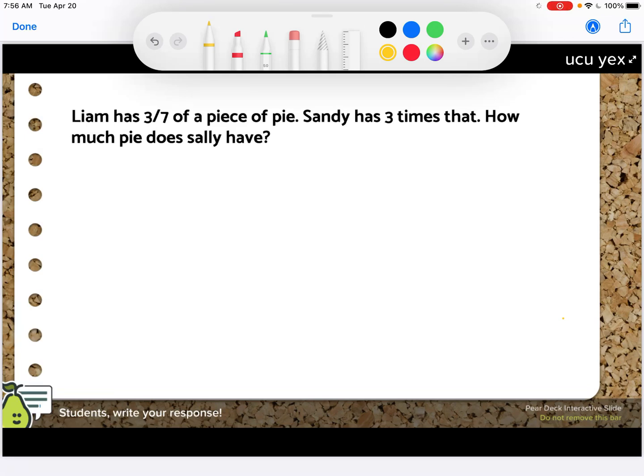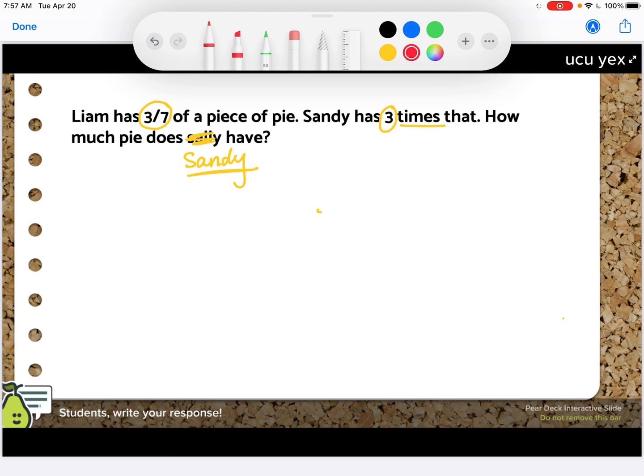All right, so let's identify the key pieces of information in this question. It says Liam has 3/7 of a piece of pie. Sandy has 3 times that. How much pie does, and this should say Sandy, guys. I've changed it 3 times, but it will not change on the slide, so we're just going to go with it. Does Sandy have?